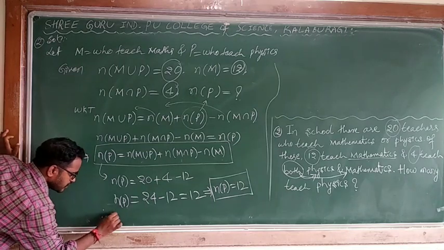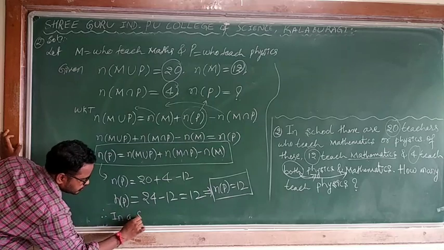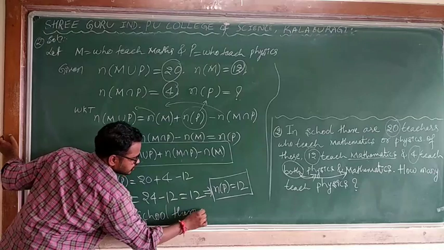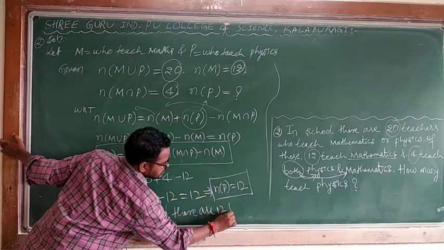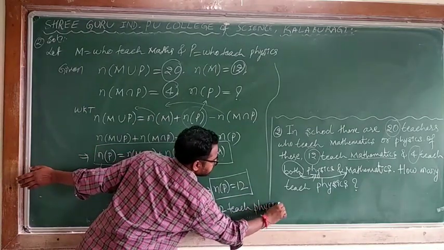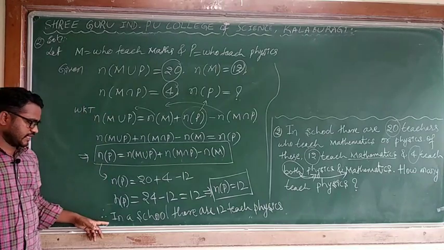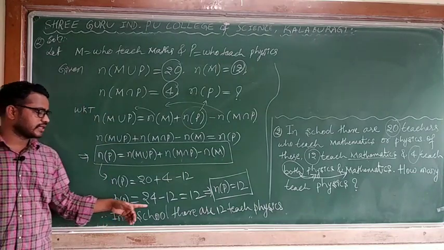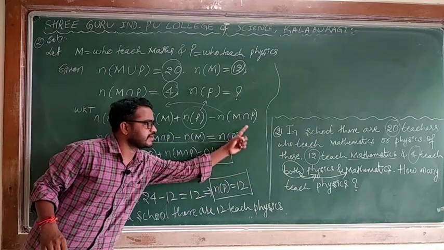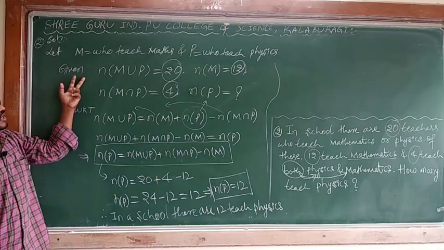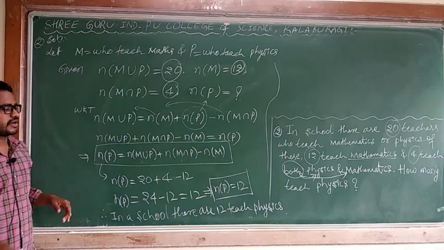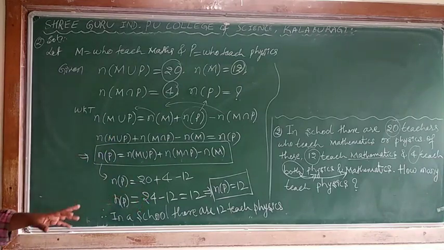In the school, there are 12 who teach physics. Is it clear? The required thing is that in a school there are 12 who teach physics. So you see in the question exactly what is given, use the formula, and knowing this formula, convert the required thing and find out the required value. Okay, this is the second example.